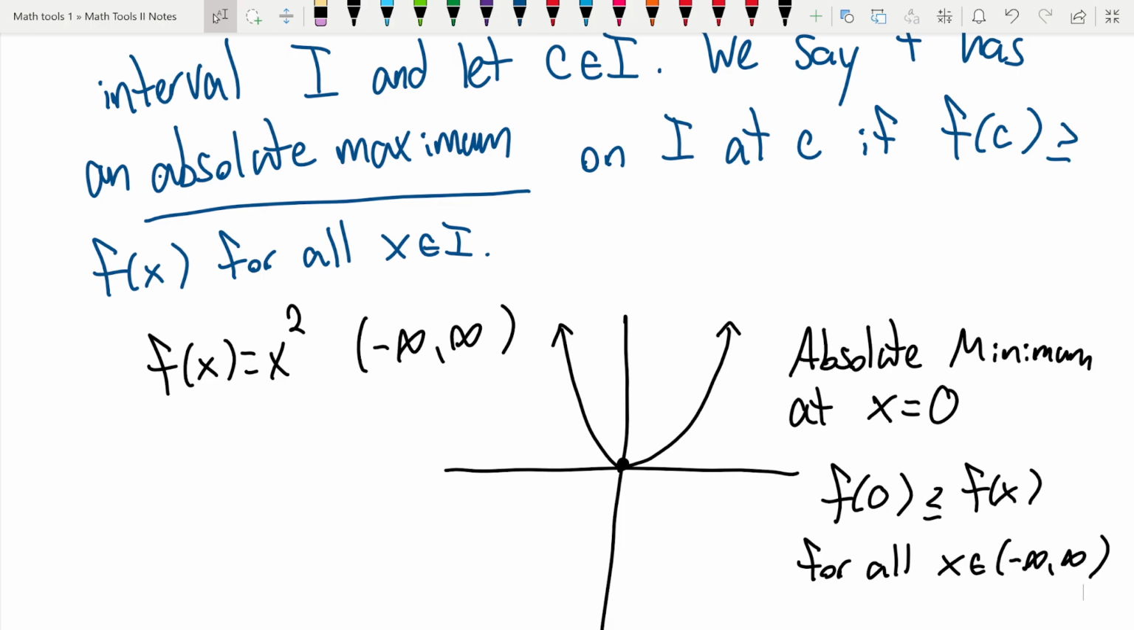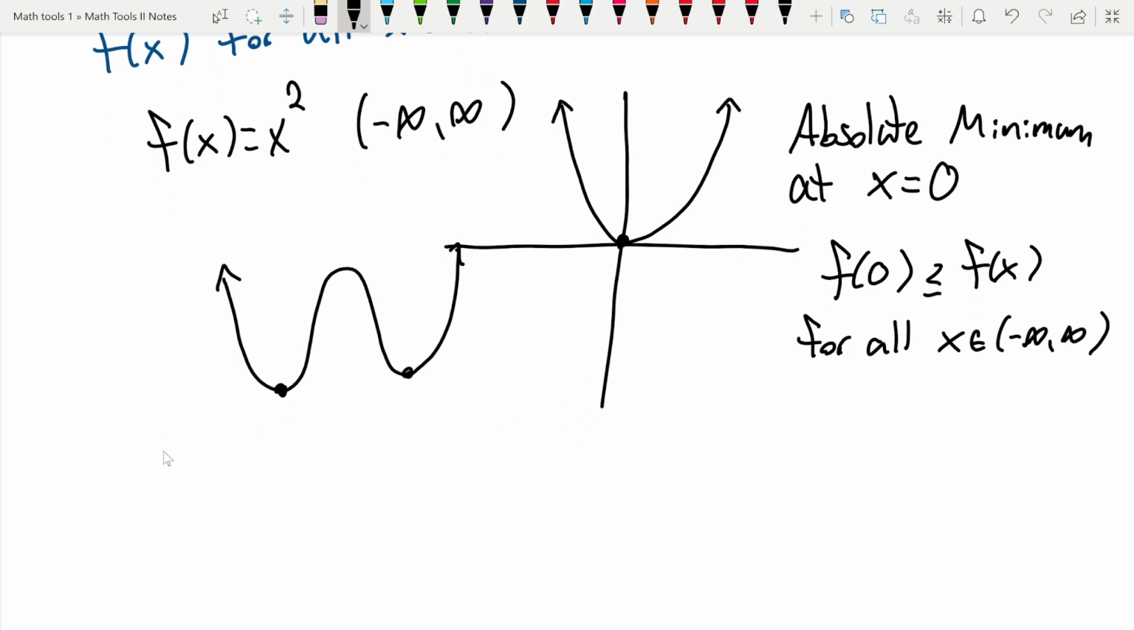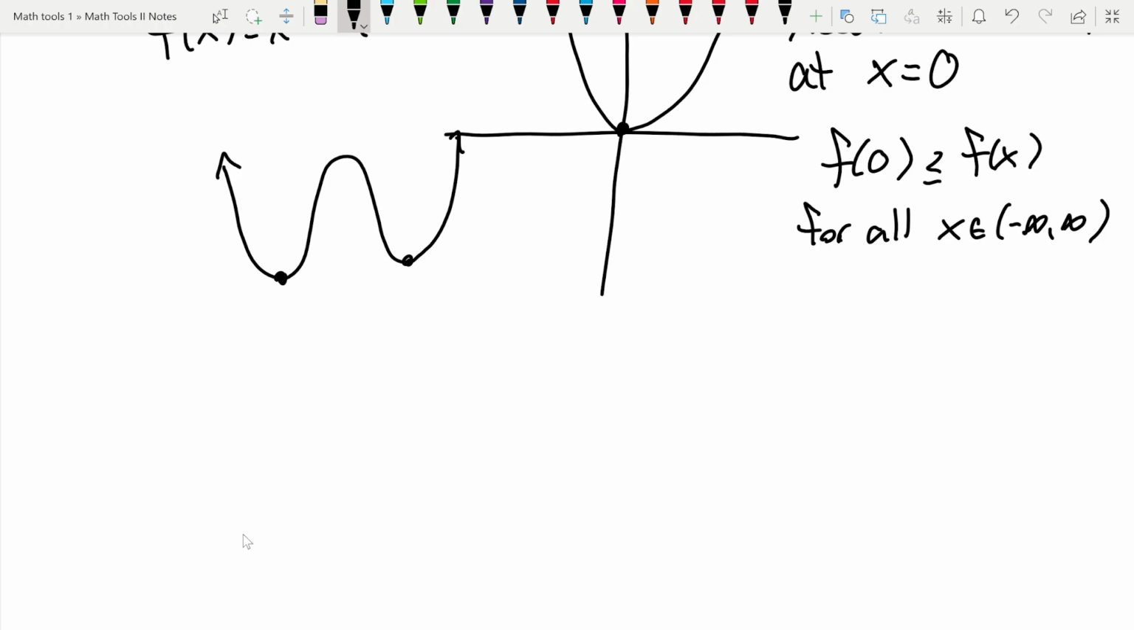In general, a function can only have one absolute maximum or minimum unless there's a tie. If there's a function that looks something like this, where these points are at the same level, then maybe there's a tie for the absolute minimum. But in general, there's only one f value where there would be the absolute minimum or maximum, though you might have several x values at that same point.